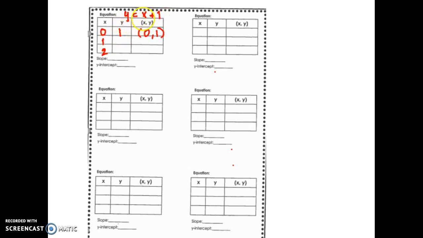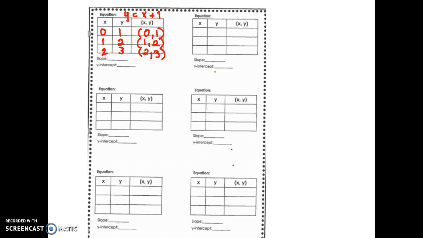If I had an input of 1, I have 1 plus 1, and I would get a 2 for my output. So I would have an ordered pair of 1, 2. And then an input of 2 would give me 2 plus 1, which would be 3. So my input would be 2, my output would be 3.